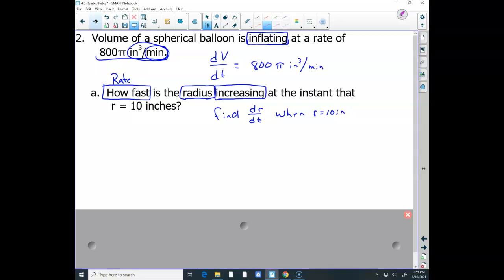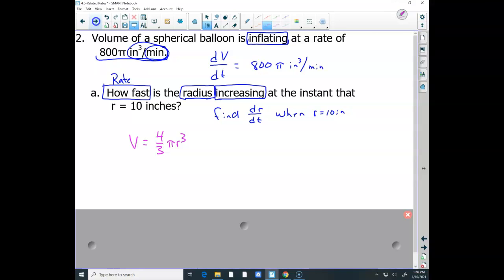So now I need the volume of the sphere. Well, the good thing about related rates is they're always going to give you the formulas. You mean I don't have to know the volume of a sphere is 4/3 πr cubed? That's exactly what I'm saying. The volume of a sphere is 4/3 πr³.